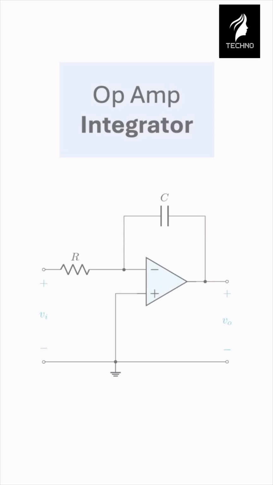Let's discuss the op-amp integrator, which should be familiar to you in terms of the setup. It looks very much like the typical feedback configuration, except we have a capacitor instead of the feedback resistor. Let's analyze this circuit and understand how integration is achieved.